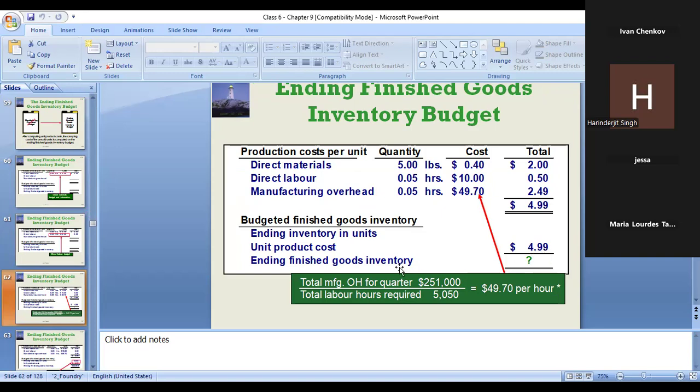Now the question is, how much is the ending inventory? For the ending inventory, we have to check how much was the ending inventory of the production at the end of the quarter. So for that reason, I'm going to go to the Excel spreadsheet because it will be very easy to find it.